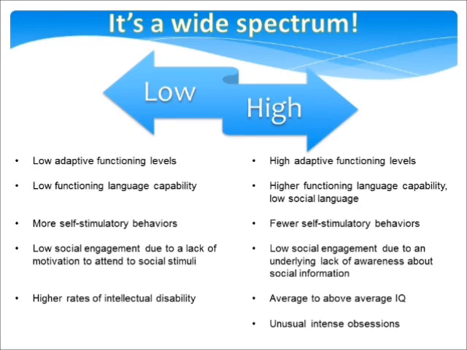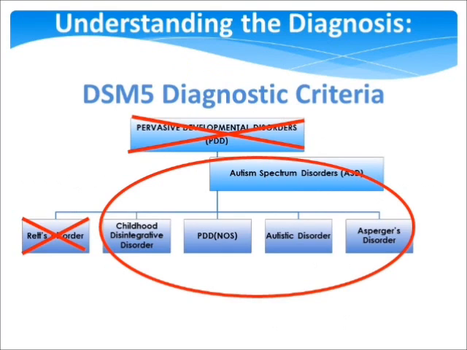Here, you can see several more examples of this continuum. Interestingly enough, some of the upcoming diagnostic changes encompass this idea of varying levels of severity. The most recent version of the Diagnostic and Statistical Manual of Mental Disorders, or the DSM, is currently undergoing revisions, and a new edition, the DSM-5, is expected to be completed in May of 2013.